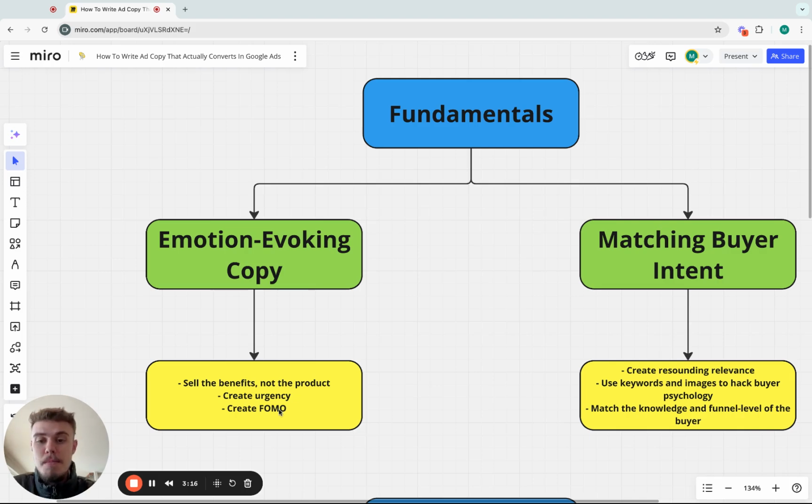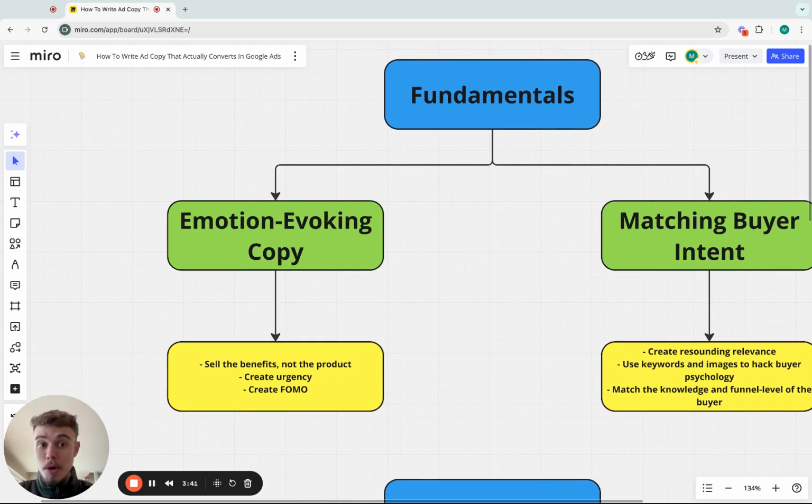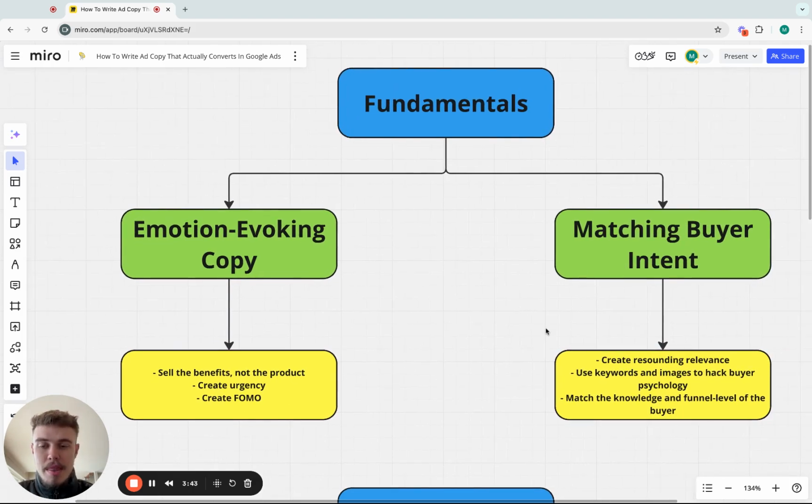So you can create FOMO by showing results from other people. So in the example of the skincare products, right, showing results that someone has achieved with skin clarity. So showing how someone's cleared up their blemishes or moved to a better skin state. That's an example of showing the customer something that might create FOMO. Those are a few examples of how you can evoke emotion, the biggest of which always being selling the benefits, not the product.